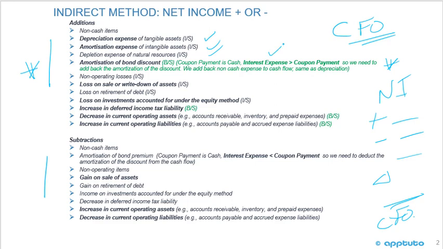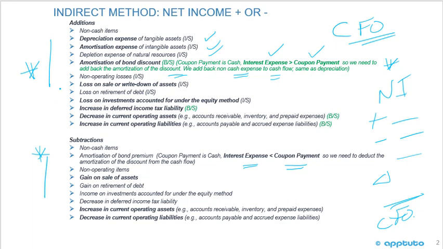So think about what's happening when you're amortizing a bond discount. The interest expense is more than the coupon payment. So we need to add back the amortization of the discount. We add back the non-cash expense to the cash flow, same as depreciation. So if the bond was sold at a premium, think about that. The interest expense is less than the coupon payment. So we need to deduct the amortization of the premium from the cash flow, okay?